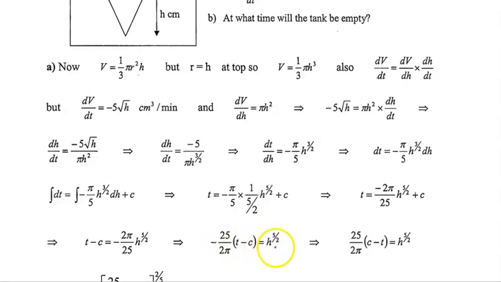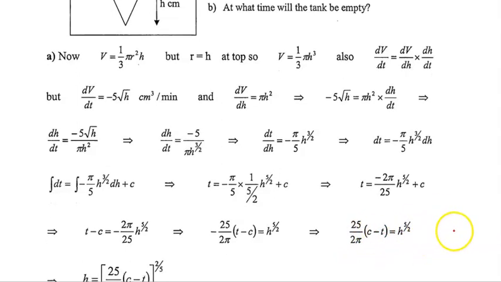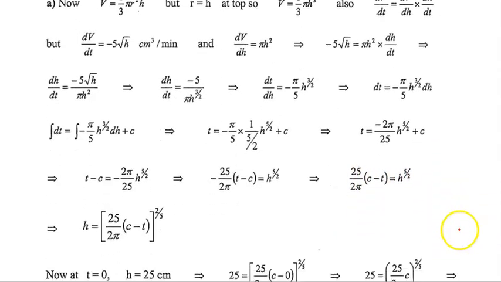And that gives us h to the 5 on 2. And tidying that up, we can multiply through the minus 1 there, so we get 25 on 2 pi (C minus t) is equal to h to the power of 5 on 2.